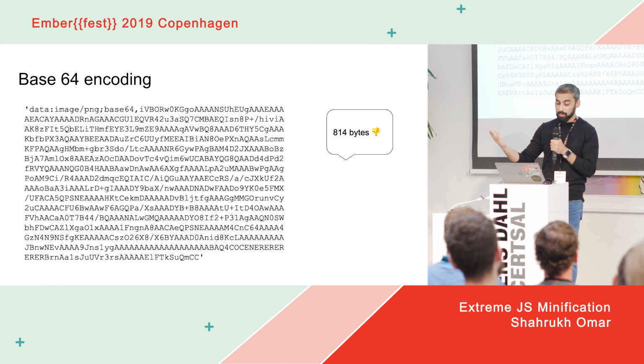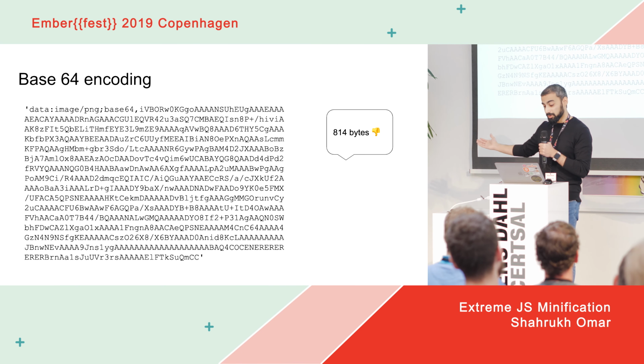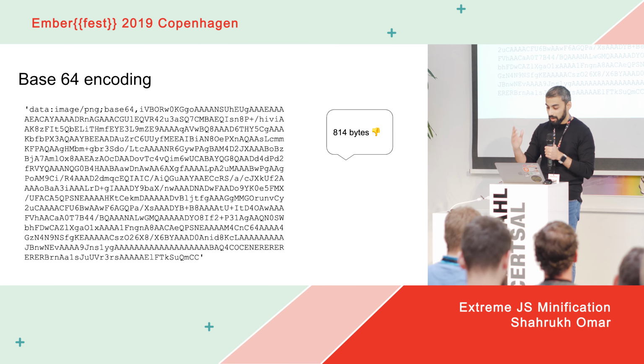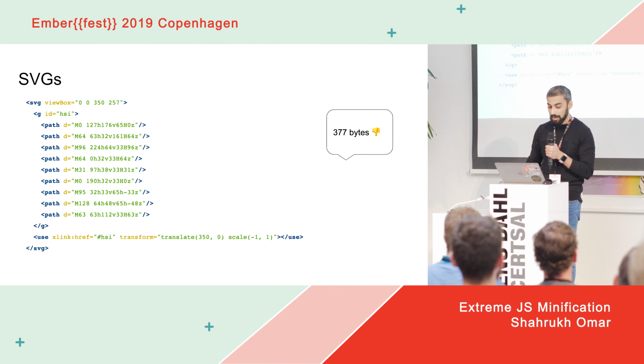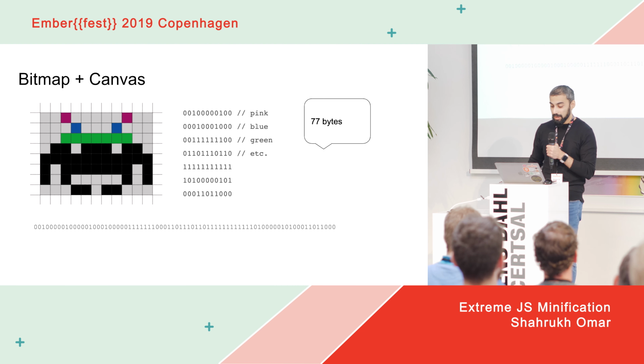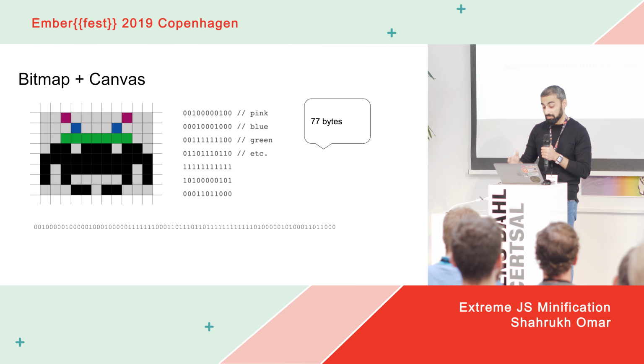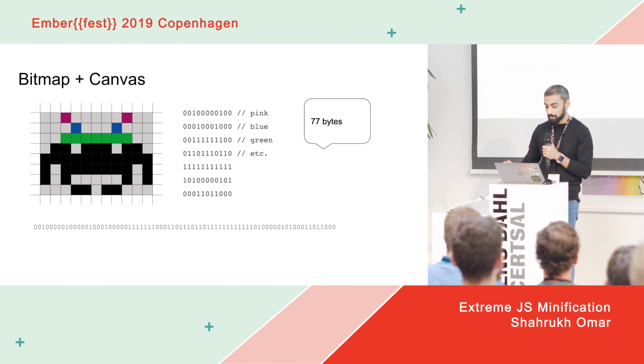So the trivial solution here would be to actually use base64 encoding, because you can put it in JavaScript as a string and spit it out into the DOM, and it would just render the image. 814 bytes, that's 80% of my constraints, so I can't do that. Next trivial solution was SVG, 377, no, doesn't work either. So bitmap, you divide the whole thing into grids, and then 0 for a black or 1 for a white, and basically just do the binary, and that kind of works. 77 bytes, so we're close.